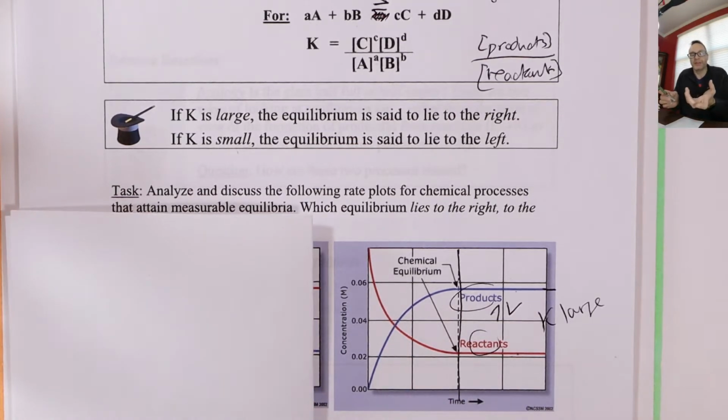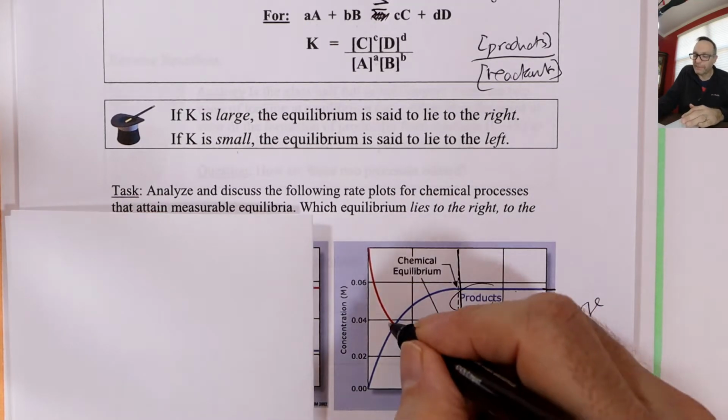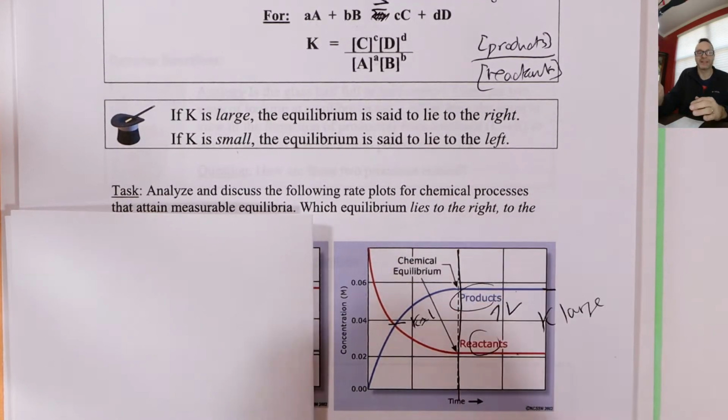But what happens if K is small? Without peeking, what do you think happens? Well, if K is small, there's going to be less products and more reactants at equilibrium. In other words, we're not going to get to this point here. They're not going to cross. If you want to think about it in very simple terms, at that point, K is probably close to 1, isn't it? Because there's equal amounts there.